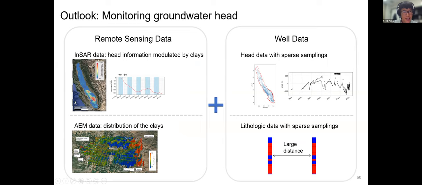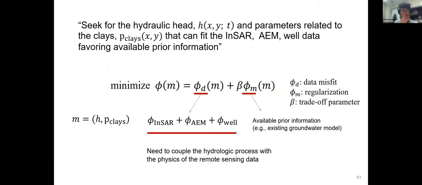So we have remote sensing data, which is InSAR data, providing head information modulated by clays. AEM data provides information about clays, which is a link between these two. And the well data provides sparse sampling of the head data. So we have some ground truth measurement at sparse locations, as well as lithology data providing some information about the clay fraction and the thickness distribution. By combining all of this data, we can potentially achieve monitoring of the groundwater head in the Central Valley of California. That's where I'm going.